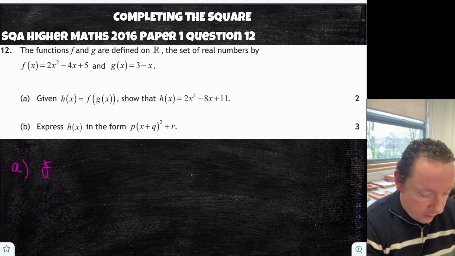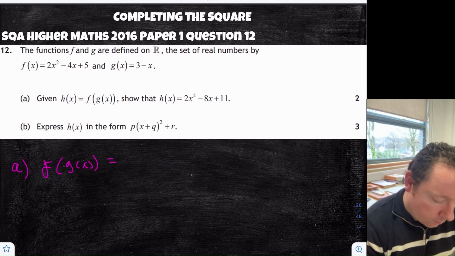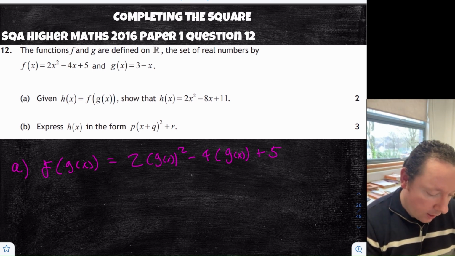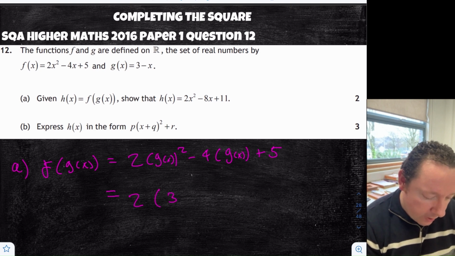So f of g of x is equal to, so f of x is 2x squared, so 2 of g of x squared minus 4 of g of x plus 5. So every time I see an x, I put a g of x in, and then I now substitute my g of x. So 2 times (3 minus x) all squared minus 4 times (3 minus x) plus 5.